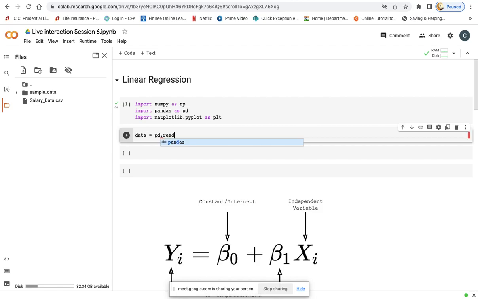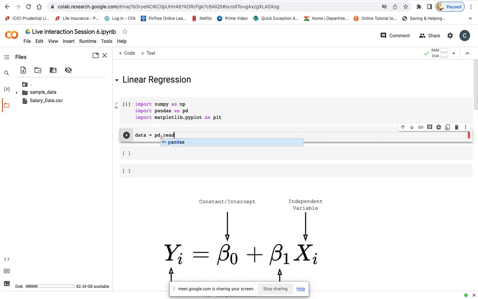Before that, let me share. You can also do it side by side, because since I'm typing, it may take a little bit of time. So this is the salary data, which you can download and upload in Google Colaboratory.